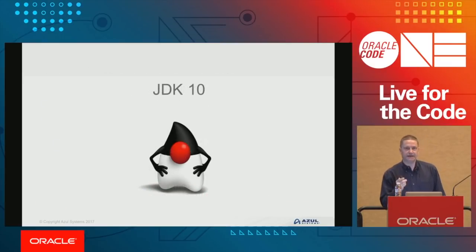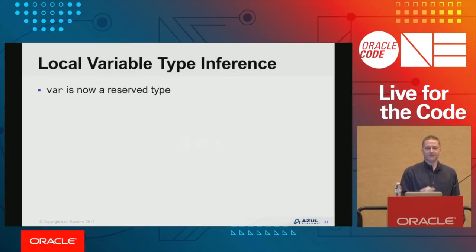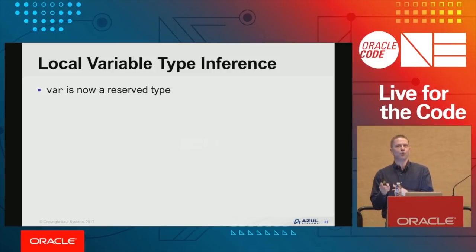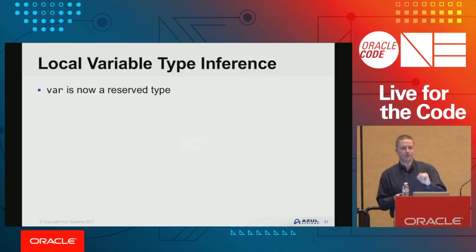Right, JDK 10. What's changed in JDK 10 that we need to be aware of? Fortunately, less, because there was only 6 months of development. So fortunately, there's less that we need to worry about. Okay, the first of these is local variable type inference. Java now has the ability to use var rather than an explicit type definition when you create a local variable. So that's now a reserved type. This is quite important because var is not a reserved word. If it was a reserved word, you wouldn't be able to use var as a variable name.